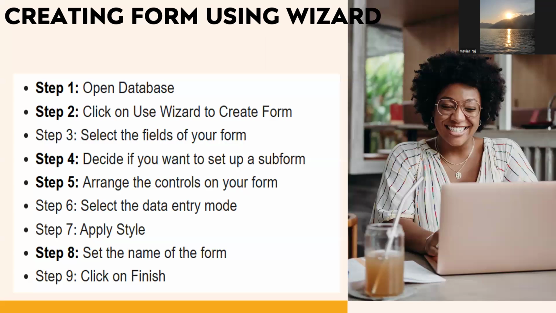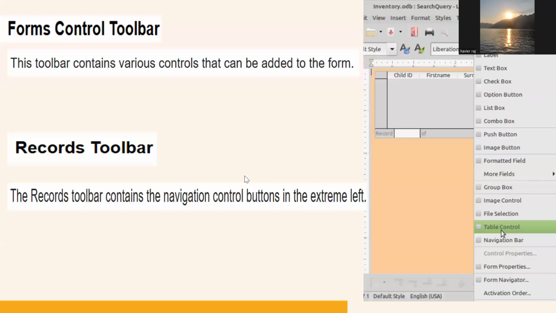By default, if you don't set the name for your form, it takes your table name, the table from which you are going to take the data. That name it will automatically take for the form also. So if you want to give a new name, you can give a new name. Then click finish. This is the way to create a form using the wizard.